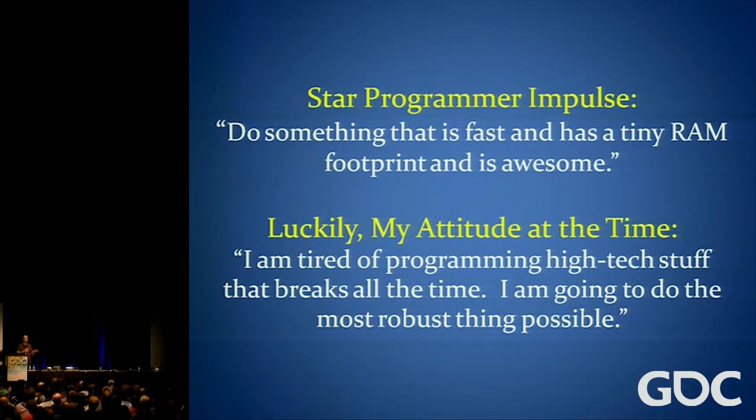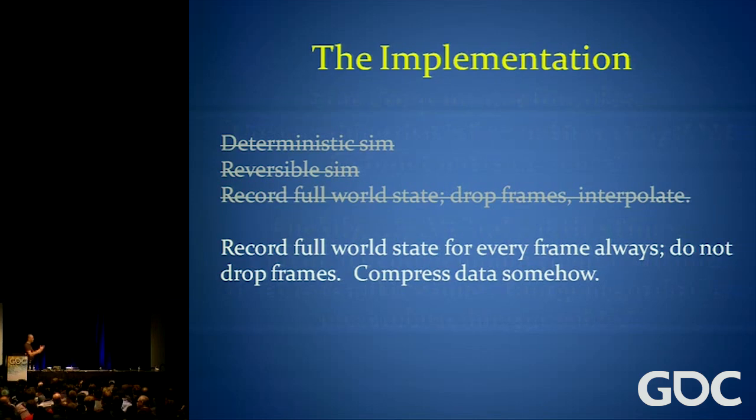And so what is the most robust thing? It's not any of these things I talked about, because those were concocted with the mindset of being tricky, and tricky usually means complicated. So what I came up with is a variant of that third idea, but dead simple. Just record all the world state, every frame, always. Don't drop any frames, just record everything, and then figure out a way to compress it. Most people would not approach this problem this way, but I believe it was by far the best way to approach it.